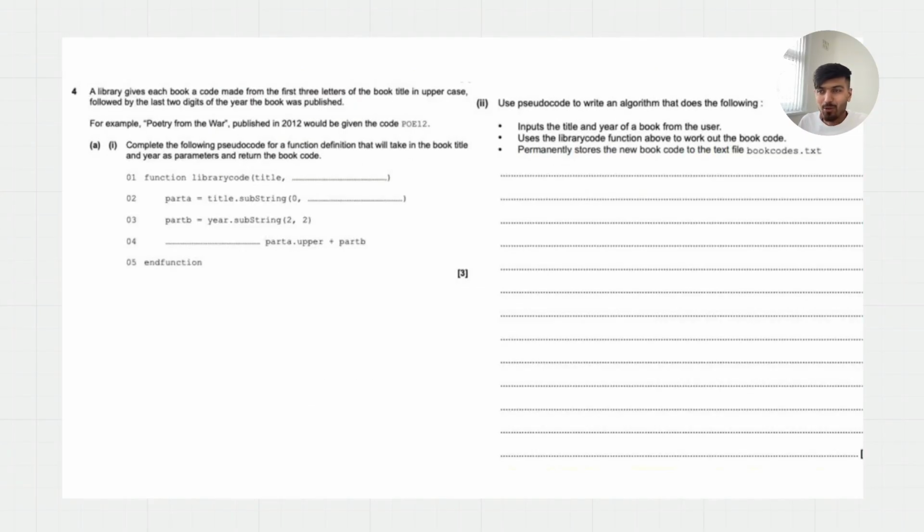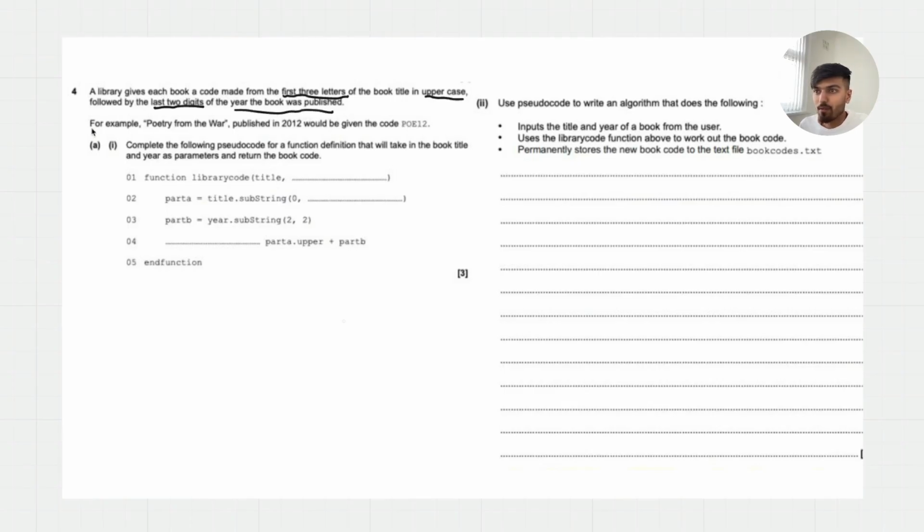Alright, here's another question. This is now to do with combining file handling and functions together. So let's have a read. A library gives each book a code from the first three letters of the book title in uppercase. So first three, we're going to use some string manipulation, and in uppercase, so dot upper is going to be used somewhere. Followed by the two last digits of the year the book was published. So we're going to use some sort of concatenation.